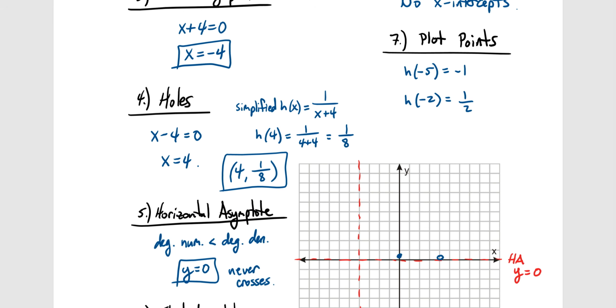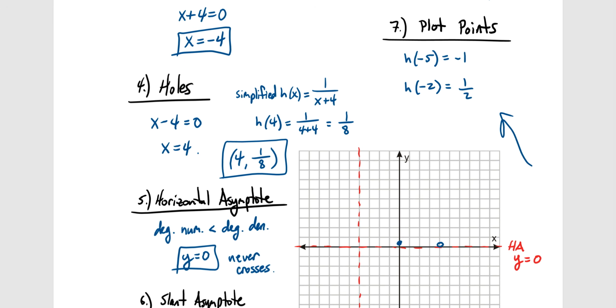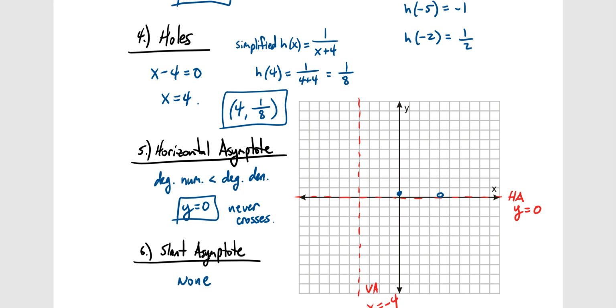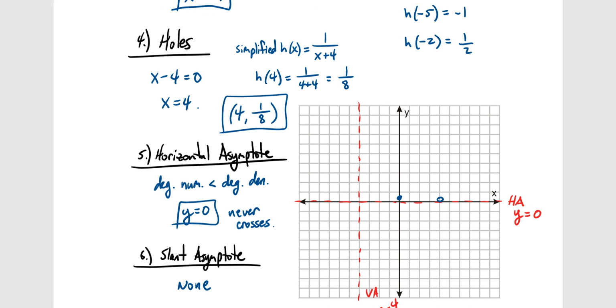Okay, so the points that I picked for plotting, I picked -5 and -2 to plug in. And I got h of -5 is -1, h of -2 is 1/2. And just a side note, if you noticed, I just changed this over here to h of x. I had it as f of x, but our function is called h of x. Okay, so plotting these points, we have -5, -1. That's going to be right here. And then we have -2 comma 1/2, which is going to be right here.